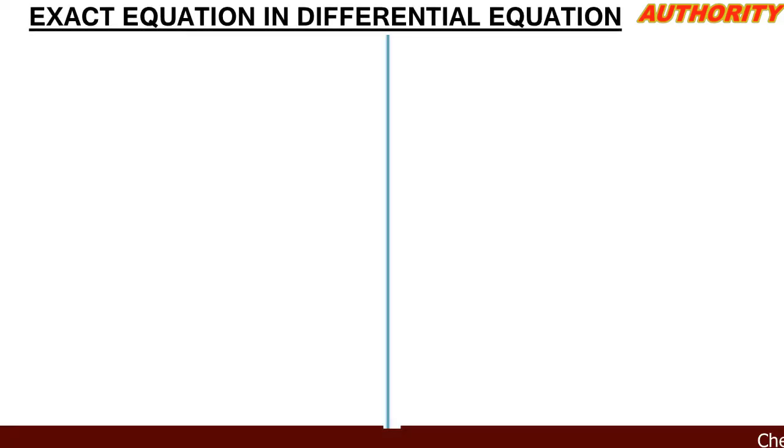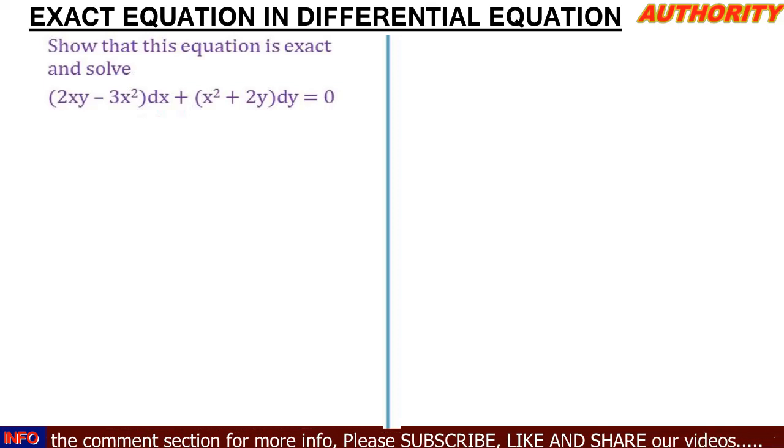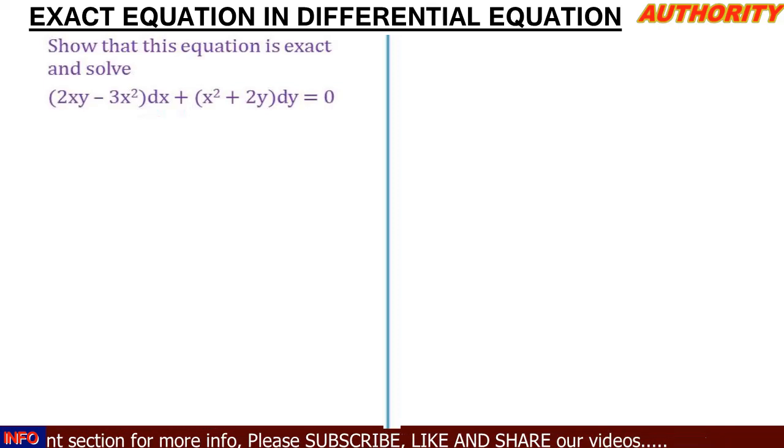Today, we want to consider a very important and very powerful topic in differential equations, which is the exact equation. Now let's go straight to the point. The question says, show that this equation is exact and solve: (2xy − 3x²) dx + (x² + 2y) dy = 0.